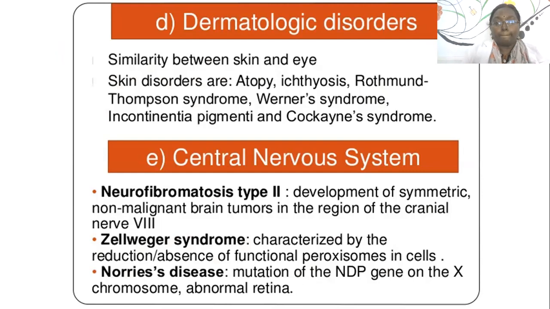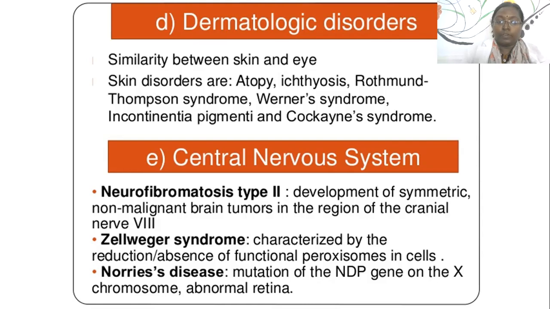Dermatological disorders include atopy, ichthyosis, Thompson syndrome, Cockayne syndrome, incontinentia pigmenti, Werner's syndrome. Diseases affecting the central nervous system, that is neurofibromatosis type 2, Zellweger syndrome, and Norrie disease, cataract is seen.